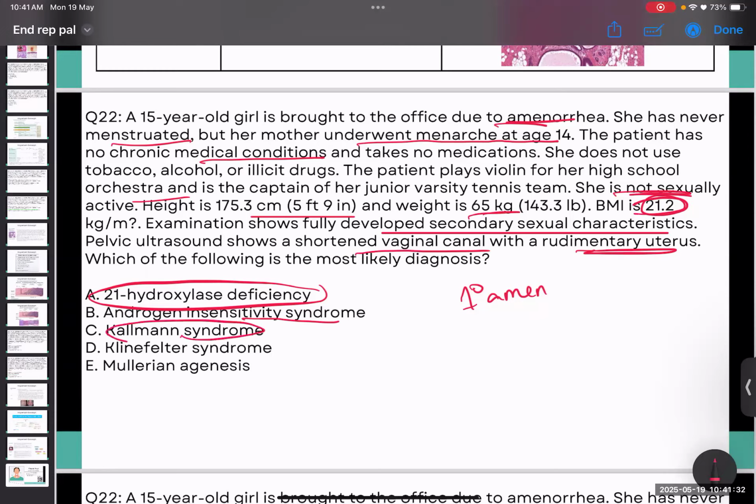Kallmann syndrome is usually seen when a person is not able to reach puberty because they have decreased levels of GnRH, and so they're not able to release LH and FSH. And also they would have anosmia, and she doesn't have anosmia, so that's out of the equation. Klinefelter would be 47 XXY, and in that case you would see small streak fibrous testes, which is not seen here, so that's not the answer. The answer would be Mullerian agenesis.